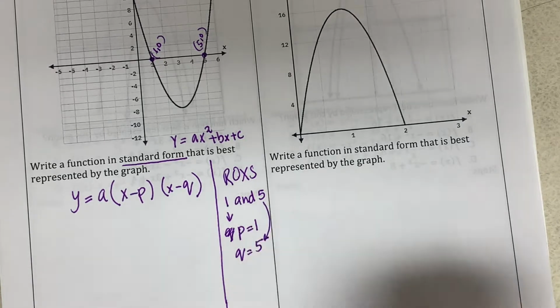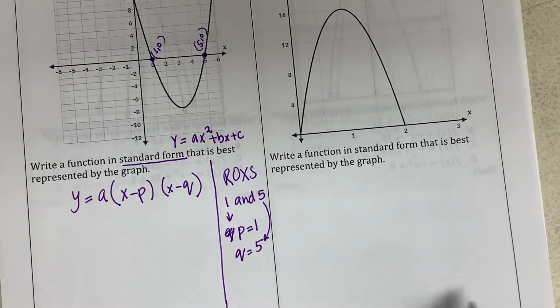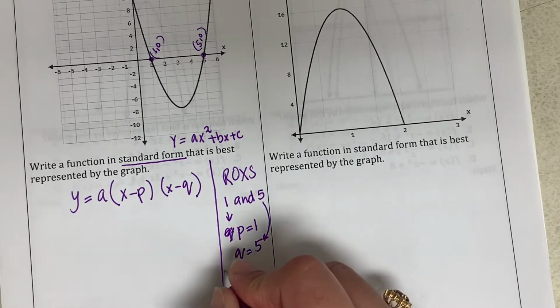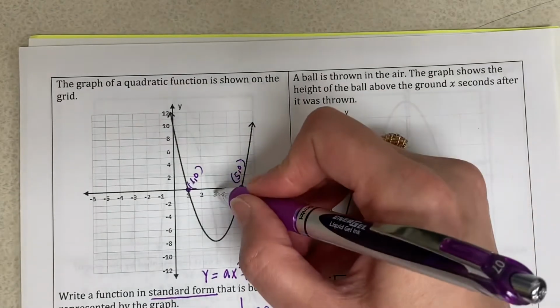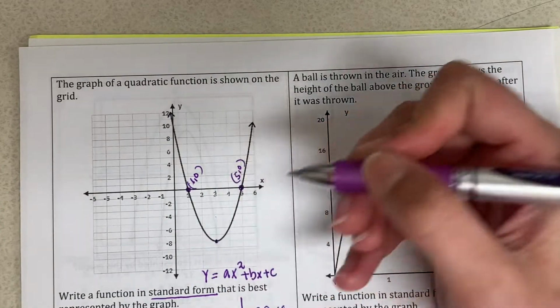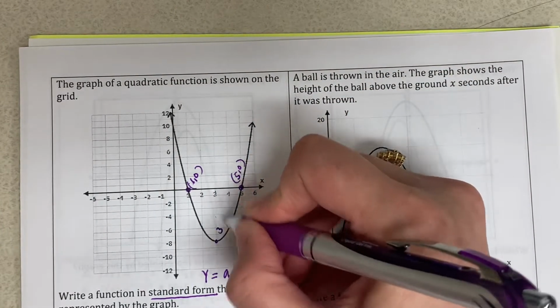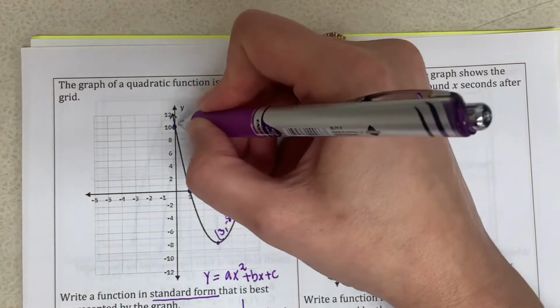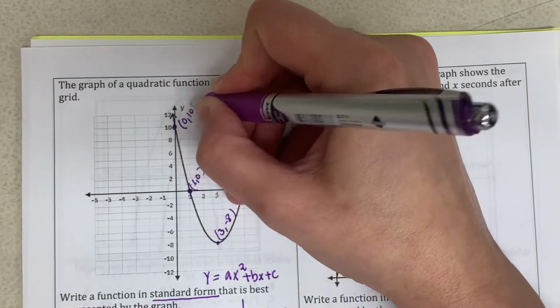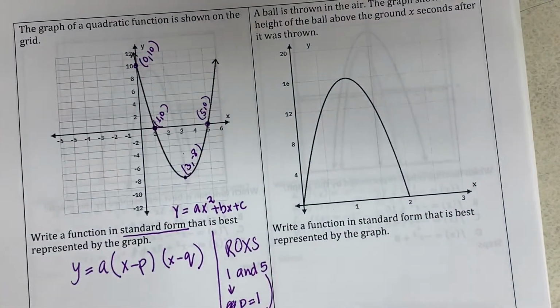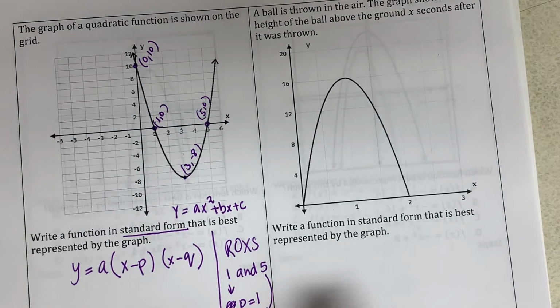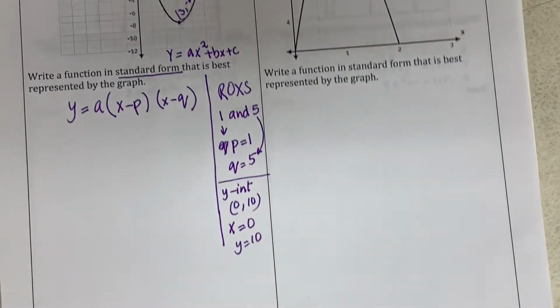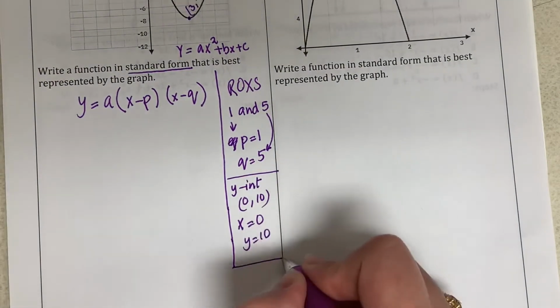You have p and q. I need y and x, so I need one pair of x and y. So you could use the vertex, which is (3, -8). But it's easier to use actually the y-intercept, which is (0, 10). It's easier to use the y-intercept. So I'm going to use the y-intercept (0, 10). So my x value is 0 and my y value is 10. All right, this is what my list is that I'm going to use.